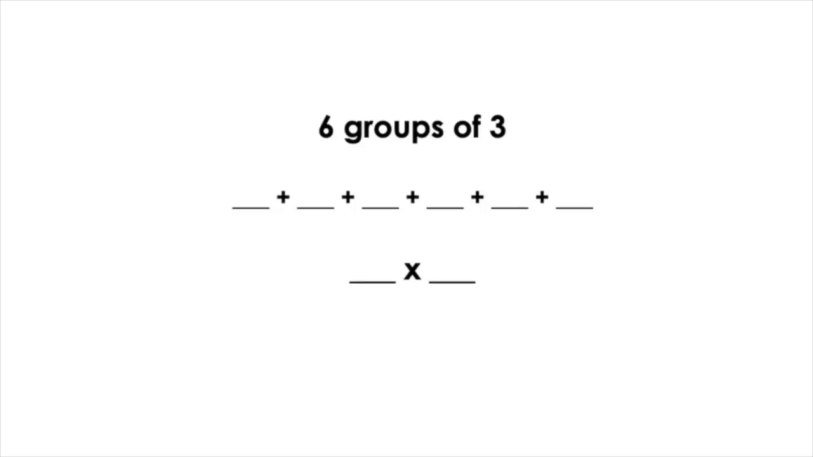Let's do our last repeated addition. We have 6 groups of 3, which is the number 3 6 times. 1, 2, 3, 4, 5, 6. 3 plus 3 plus 3 plus 3 plus 3 plus 3. We have the number 3 6 times. 6 times 3. Count them up. 1, 2, 3, 4, 5, 6, 7, 8, 9, 10, 11, 12, 13, 14, 15, 16, 17, 18. 6 times 3 equals 18.